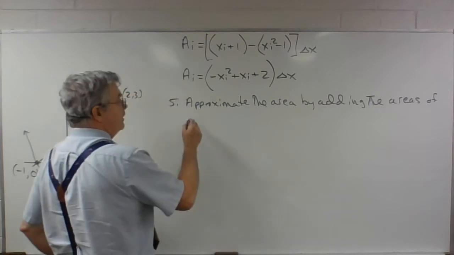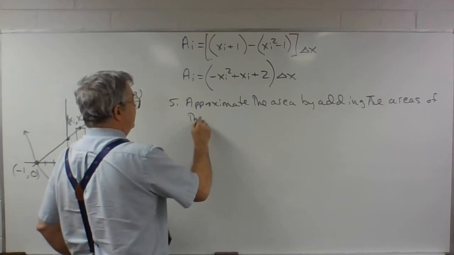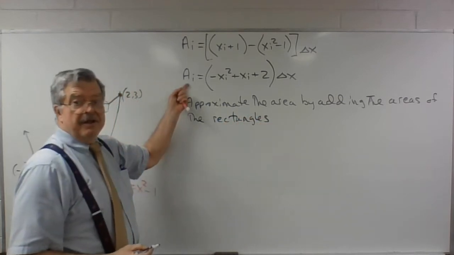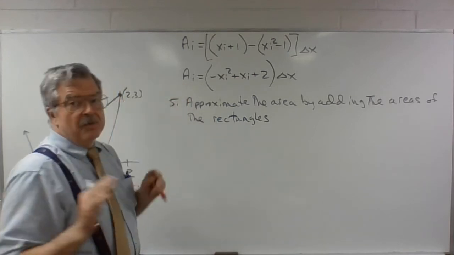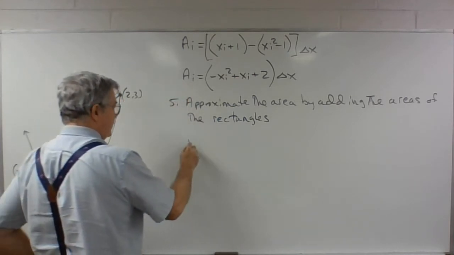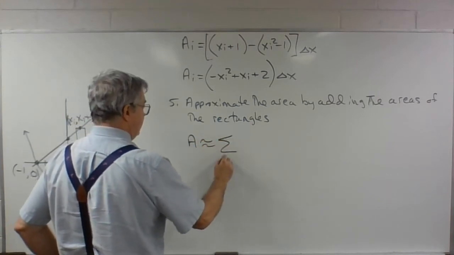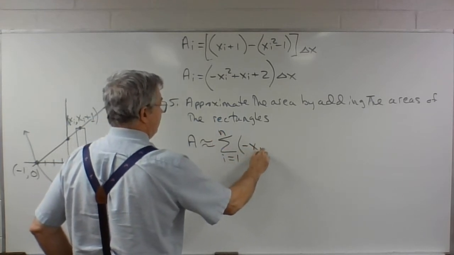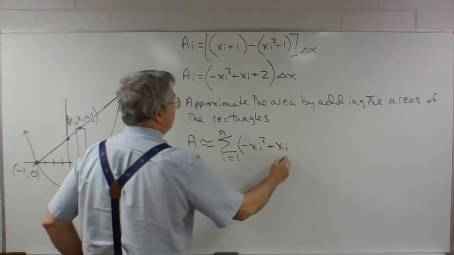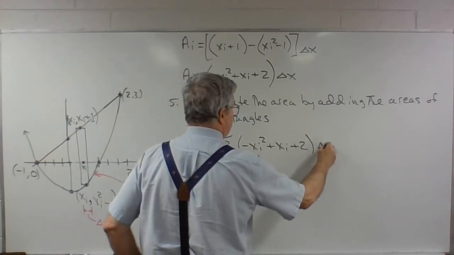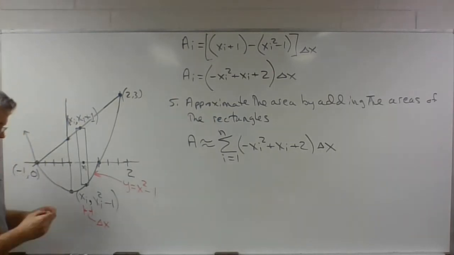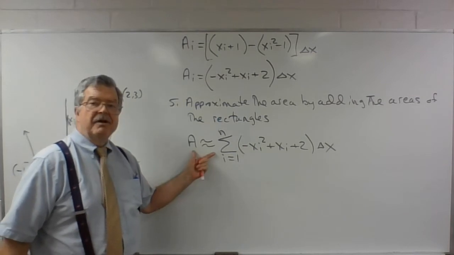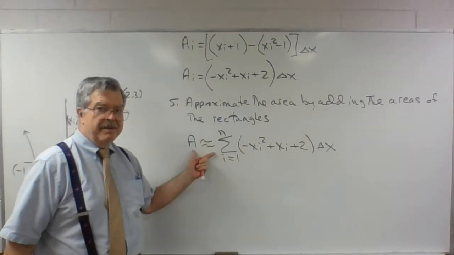Approximate the area by adding the areas of the rectangles. This is the area of the ith rectangle. We have n of them. We're going to add those up. There. We have approximately the area of the bounded region.